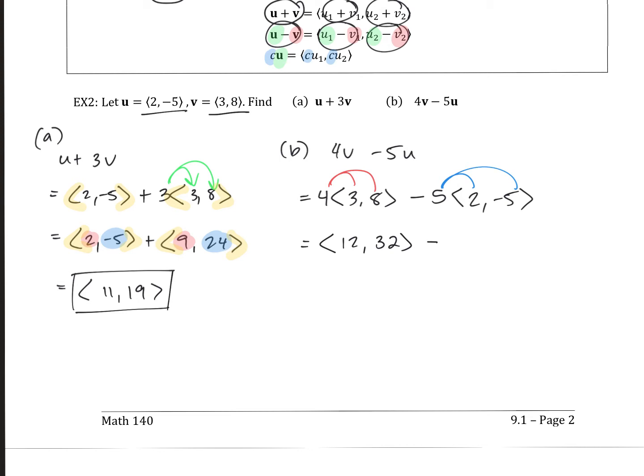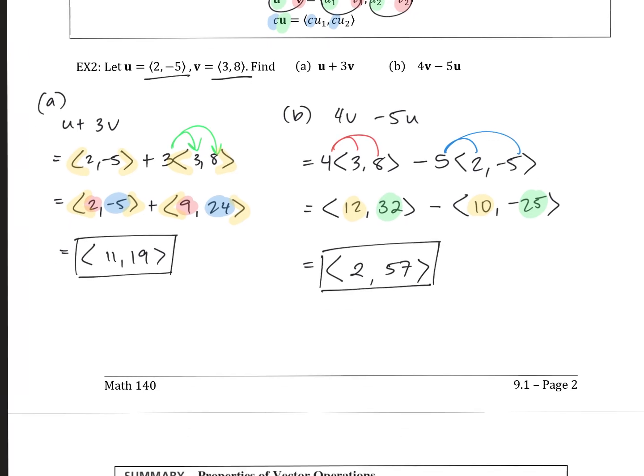Minus, okay, so we'll have minus 5 times 2 is going to give me the 10, and then 5 times negative 5 will be negative 25. Okay, so we've done all of the multiplication. Next thing to do is the subtraction. So we'll subtract the A values from each other, and then we'll subtract the B values from each other. So that'll be 12 minus 10, which will give me 2. And then that'll be 32 minus, minus a negative 25. Those two negatives become a positive, so we'll end up with a 57.